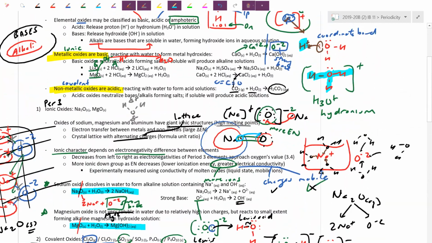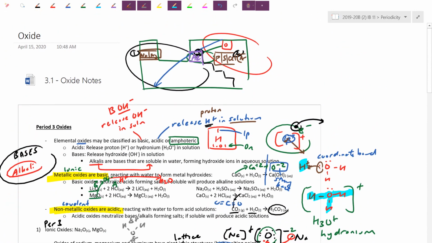We're pretty close to the end of the chapter. We just have one more section on transition metals and colored ions to go, but that'll be it for now.